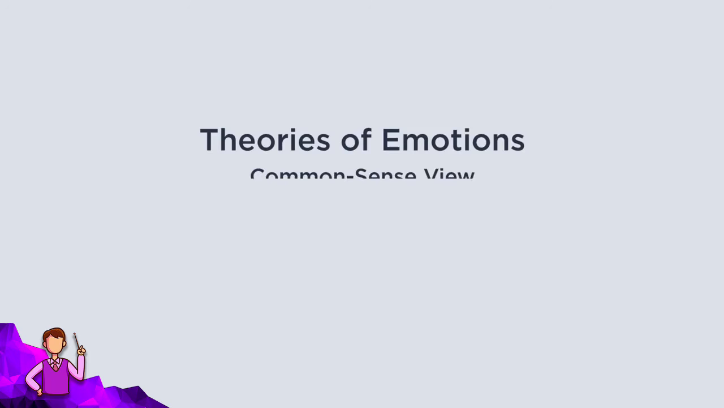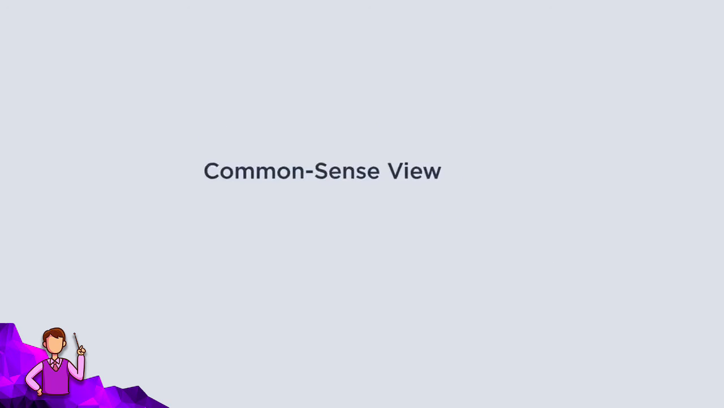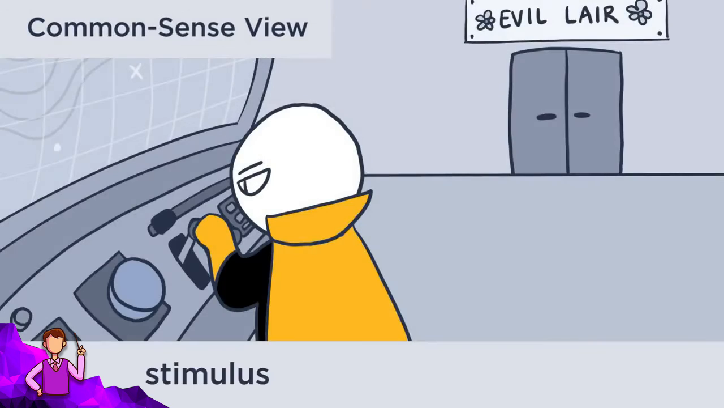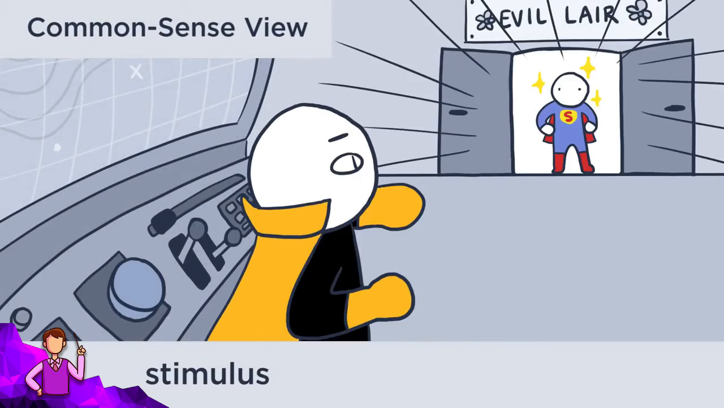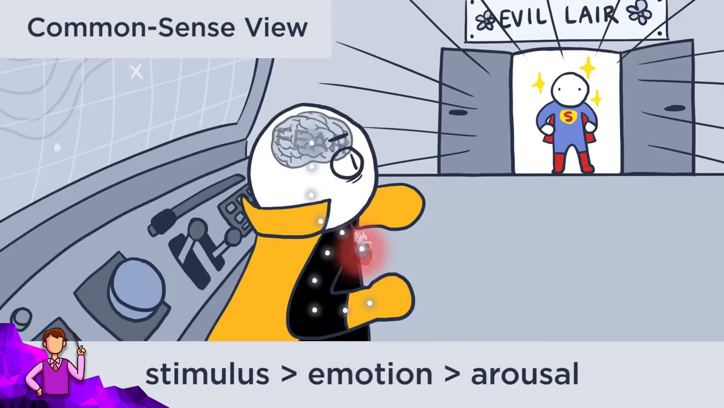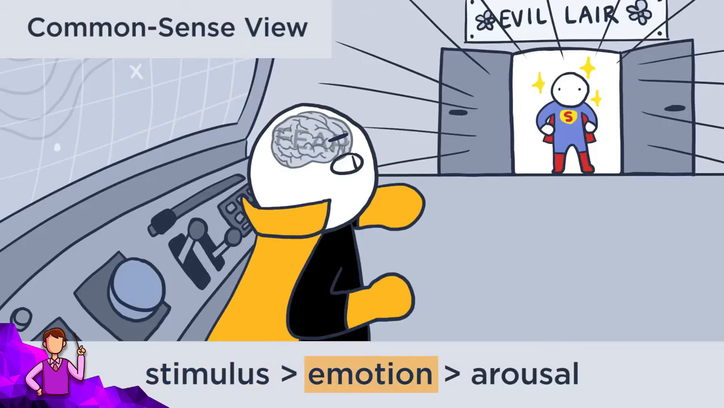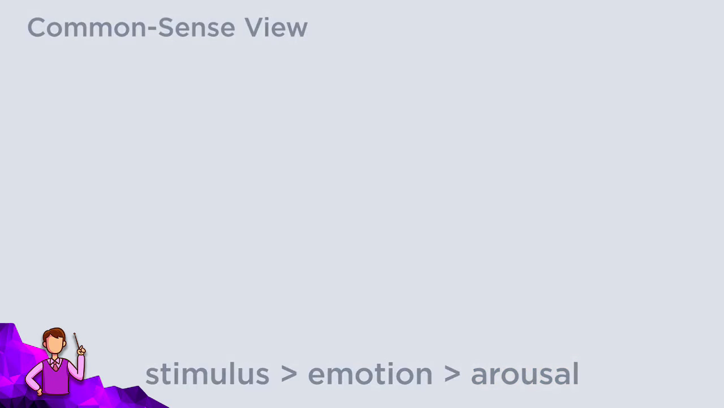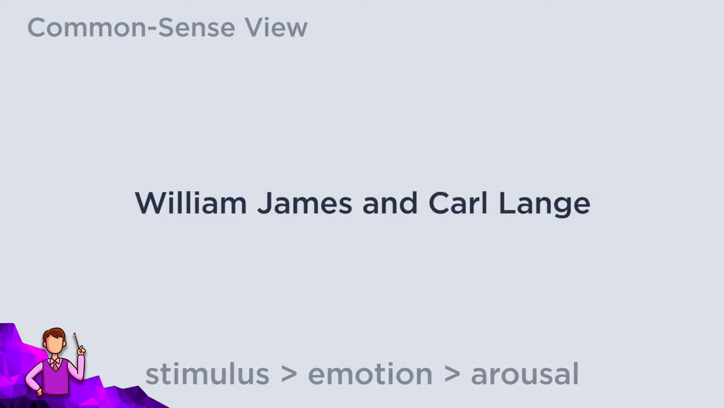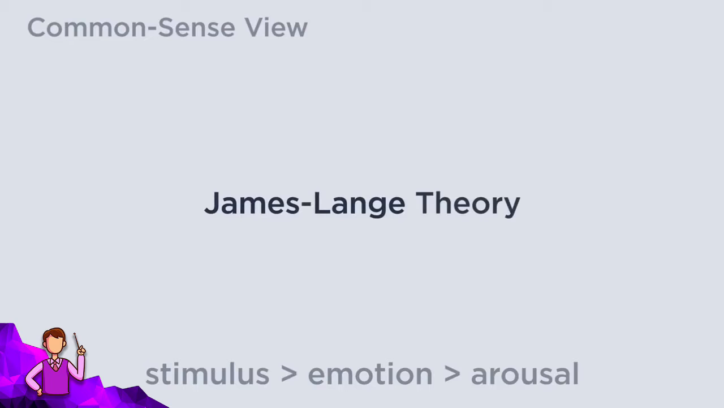Now let's look at some theories of how emotions work. Let's start with the common sense view. In this view, a stimulus prompts an emotion, which in turn prompts some bodily arousal. So in this case, a frightening spectacle fills our villain with fear, which makes him sweat and makes his heart rate rise.